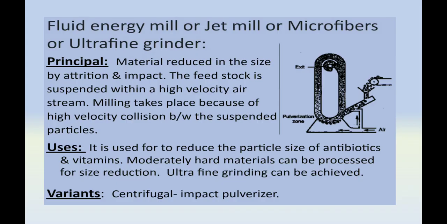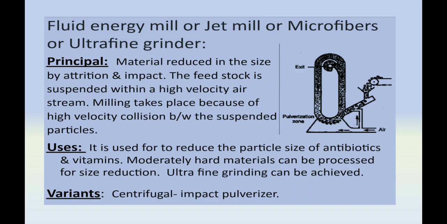Now let's talk about the uses. Fluid energy mill is used to reduce the particle size of most drugs such as antibiotics and vitamins. When strict quality control is desirable for the purpose of better absorption, or you can say better bioavailability, this mill is the preferred one. Ultrafine grinding can be achieved by this mill. Moderately hard material can be processed for size reduction.